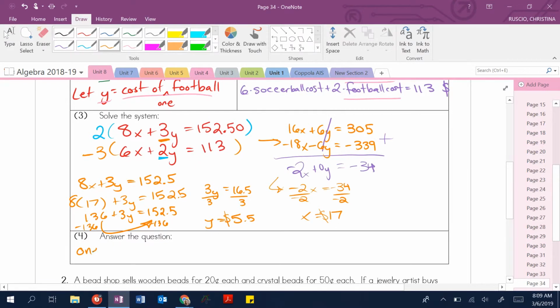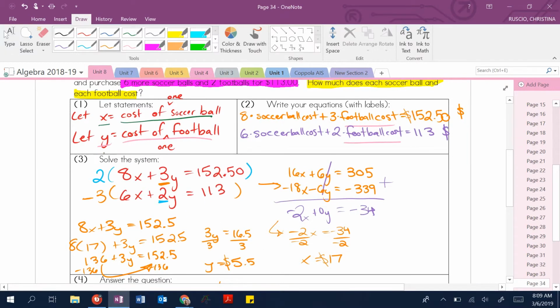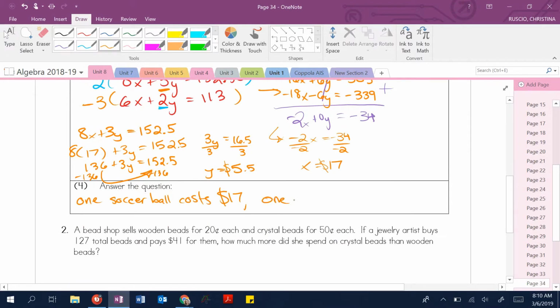So, one soccer ball costs $17. And we have Y equaling the cost of one football, and Y is equal to $5.5. So, one football costs $5.5. Now, can you say $5.5? Of course. But since this is about money, I'm going to add a zero so that we can get $5.50.